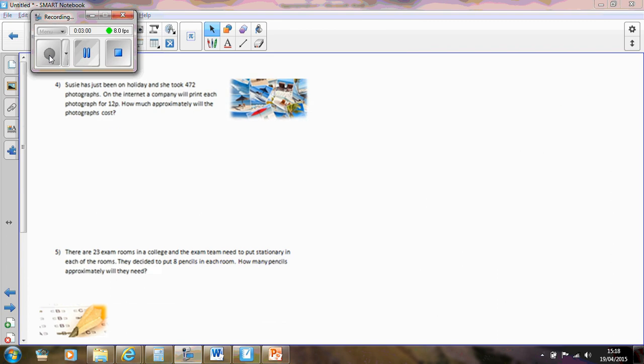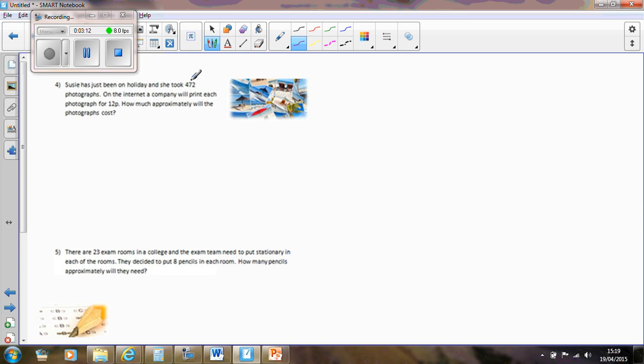So this one says, Susie's just been on holiday and she took 472 photographs. On the internet, a company will print each photograph for 12p. How much approximately will the photographs cost? So we need to round this to the nearest 100. So it's 500, because 472 is closer to 500 than it is to 400. And each of the photographs costs 12p, so to the nearest 10, that's 10p.